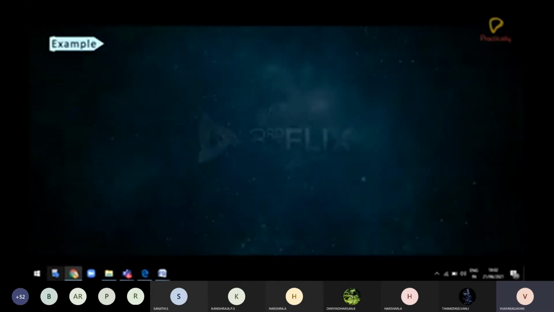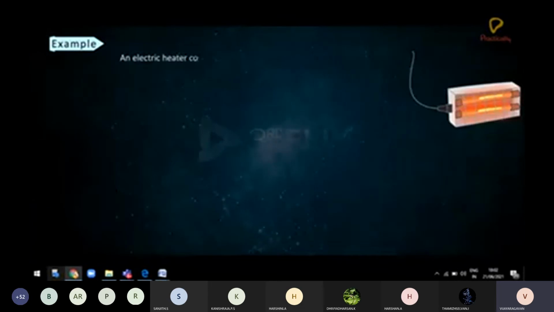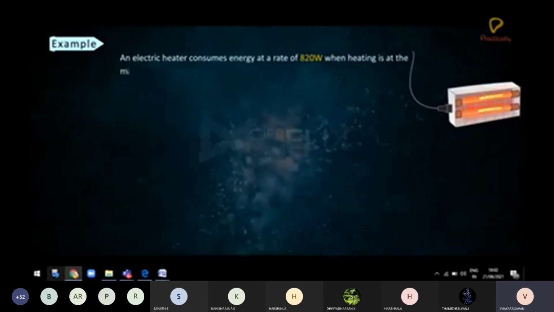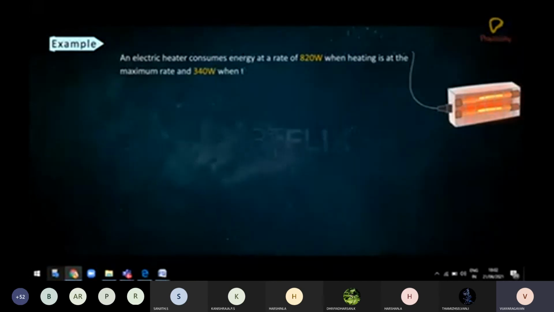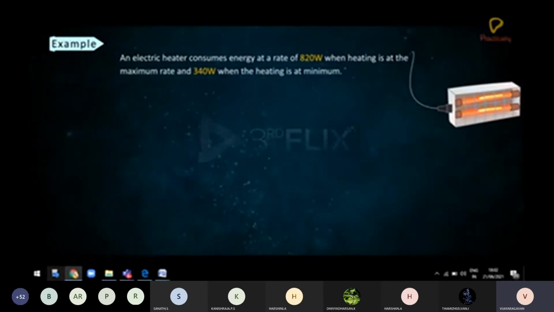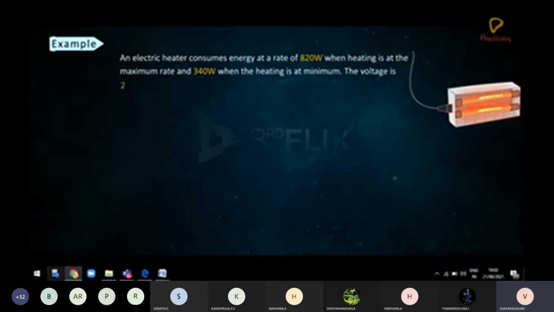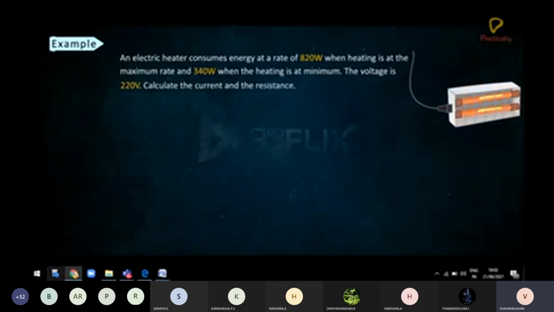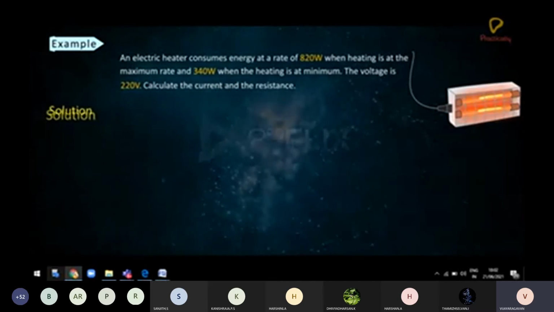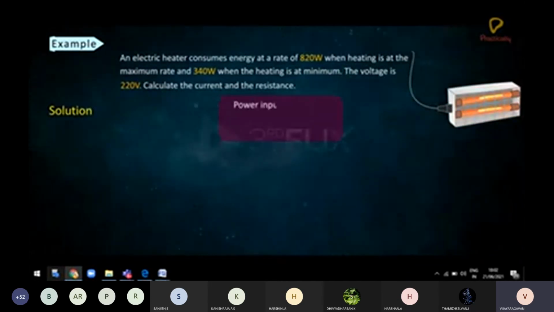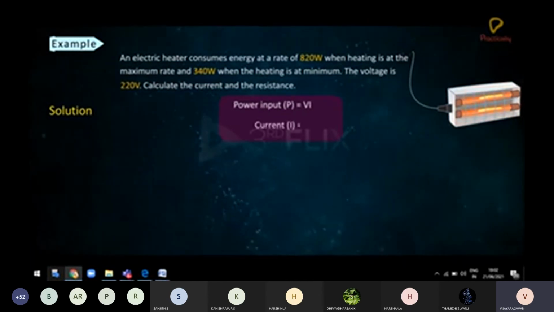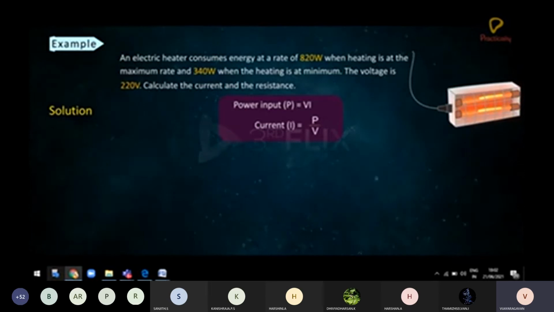Example: An electric heater consumes energy at a rate of 820 watts when heating is at the maximum rate, and 340 watts when the heating is at minimum. The voltage is 220 volts. Calculate the current and resistance. Solution: Power input P = VI, so current I = P/V.